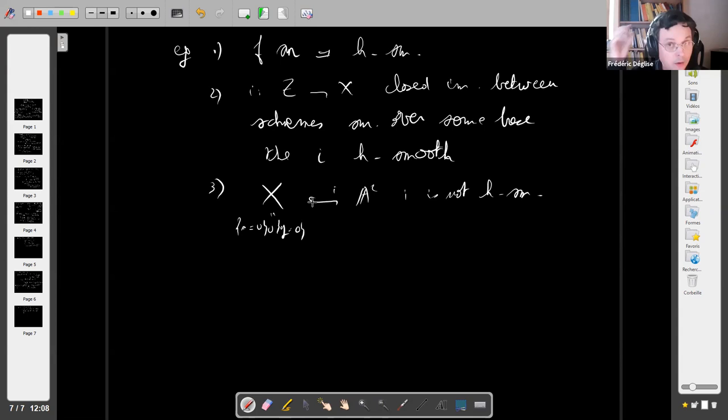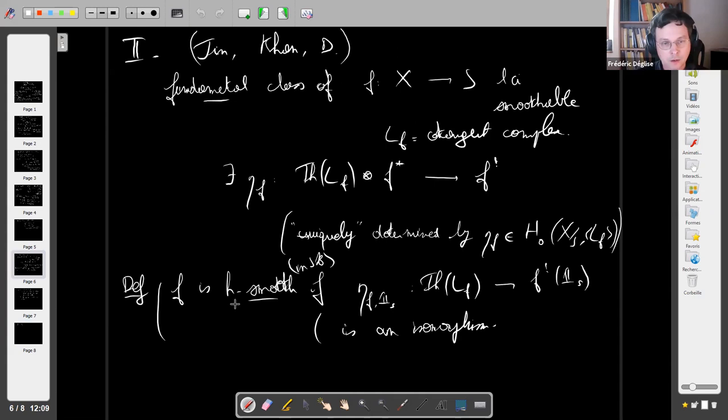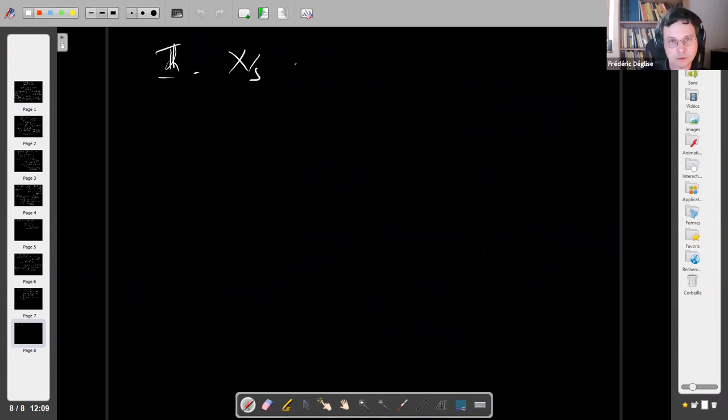Okay, so the first theorem is like that. So let's take X over S. Maybe it was not clear in my definition, but H smooth implies LCI and smoothable. Smoothable you may avoid, but it's not clear at the moment. But LCI is important. Anyway, so let's take X over S an H smooth morphism.